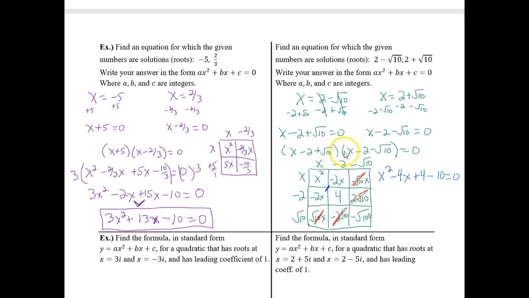Because we were multiplying this out, and it was equal to 0, so when I multiply it out, it's still equal to 0. Lastly, I want to combine my like terms. Positive 4 minus 10 is negative 6. If I were to try to solve this quadratic equation, I would get the solutions 2 minus the square root of 10 and 2 plus the square root of 10. And there you have it.